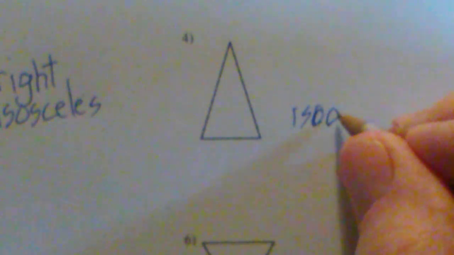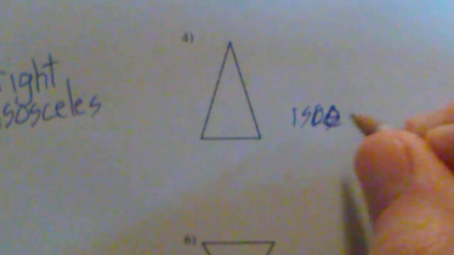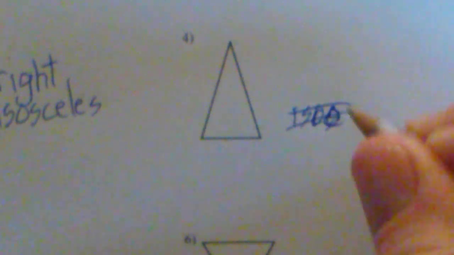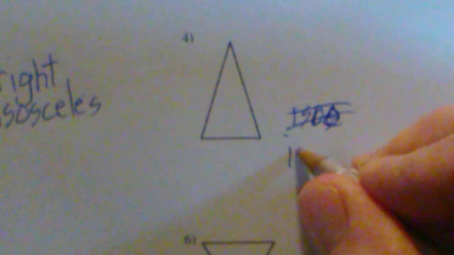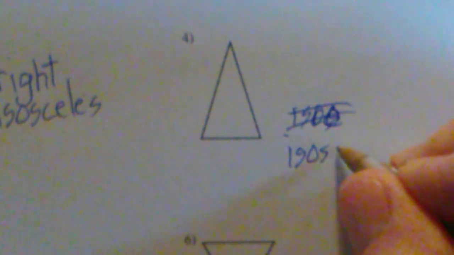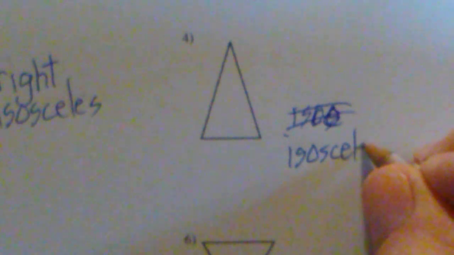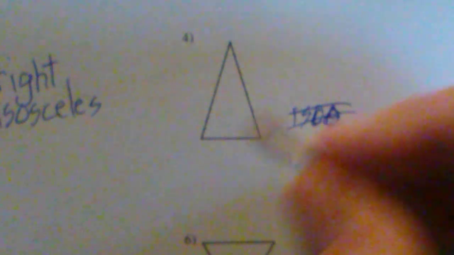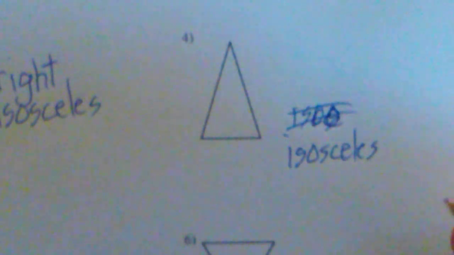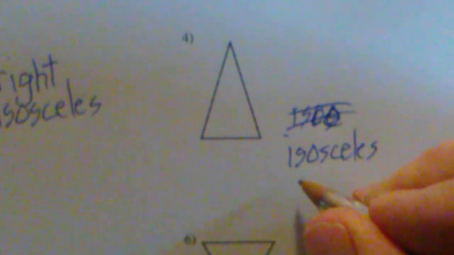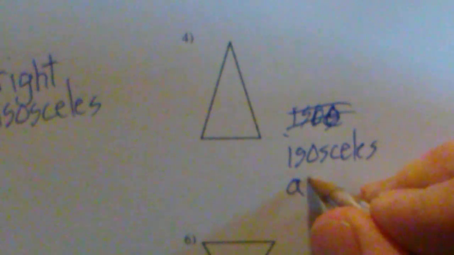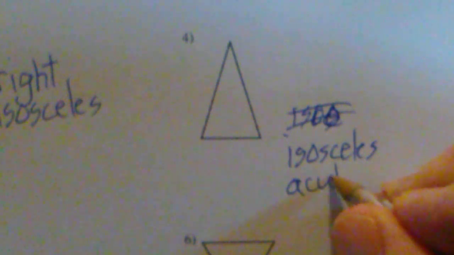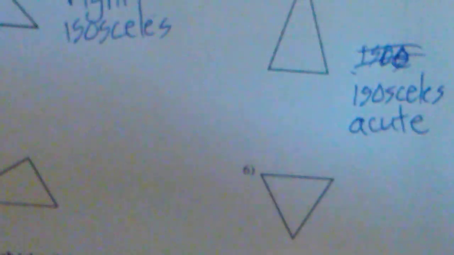Oh, I did that wrong, didn't I? Okay, let's do this again. Isosceles. And are any of them bigger than 90? No. When none of them are bigger than 90, what is it? Acute, right? Isosceles acute, because they're all smaller than 90.